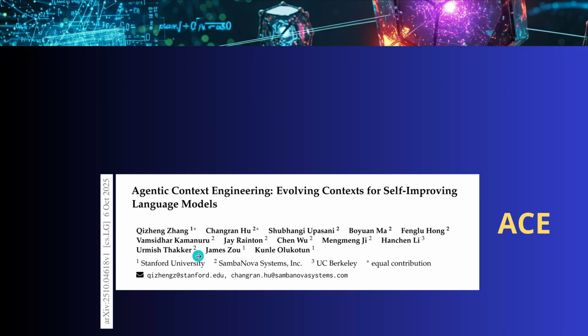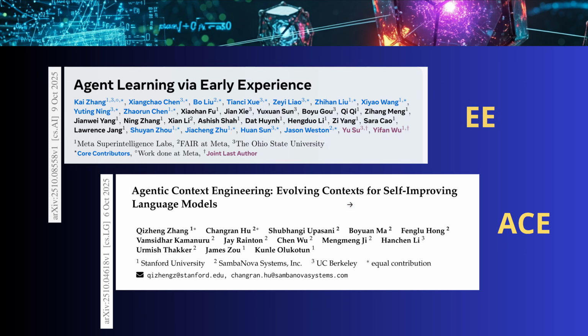So here we have the paper, Stanford University, October 6th, SambaNova Systems, UC Berkeley, a beautiful paper about Agentic Context Engineering: Evolving Context for Self-Improving Language Models. And whenever you see self-improving, you know, oh wow, this is going to be interesting. But since we are talking about context, I would recommend, my viewer, keep the context. And the context I would recommend for you is this here.